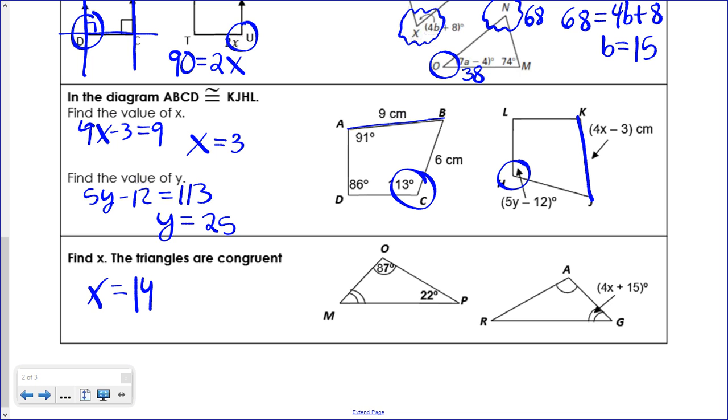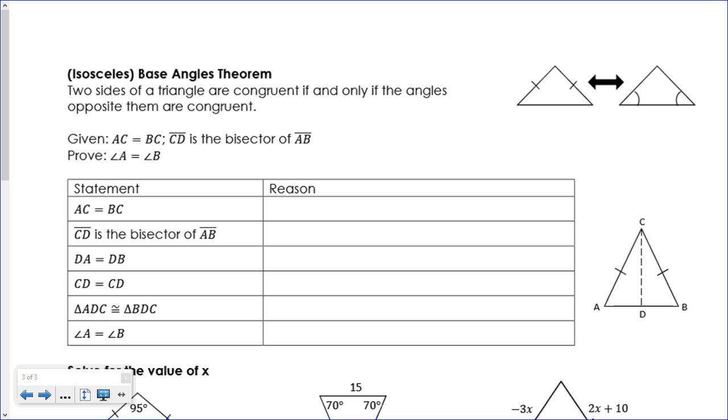You guys see a 14? Everybody's good with that, right? Cool. Alright, go ahead and move on, please.